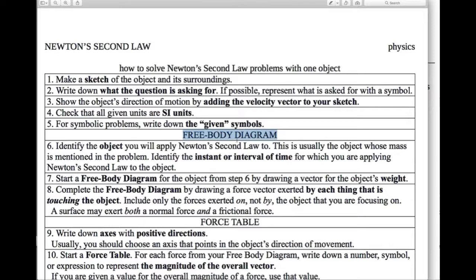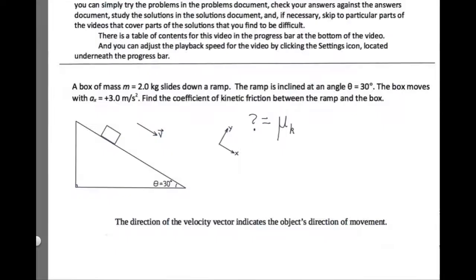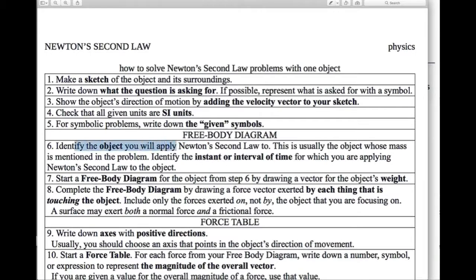In the free body diagram phase, we want to identify the object that we're going to apply Newton's second law to. Well, the problem mentions the mass of this box. So it looks like we're going to apply Newton's second law to the box during the interval of time during which the box is sliding down the ramp with this a sub x of plus 3.0 meters per second squared. So we identified the object and the interval of time during which we were going to apply Newton's second law.